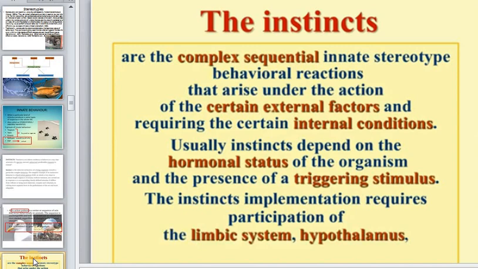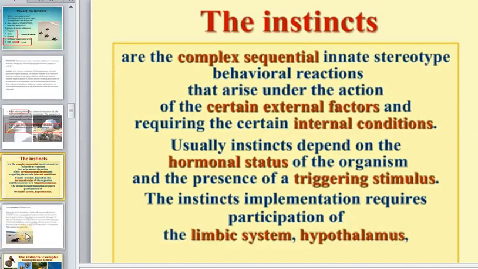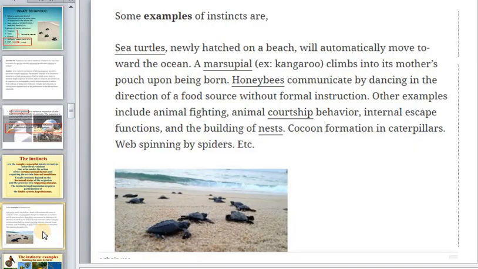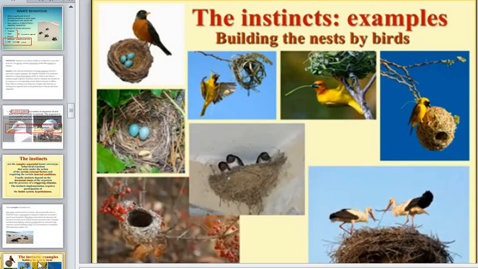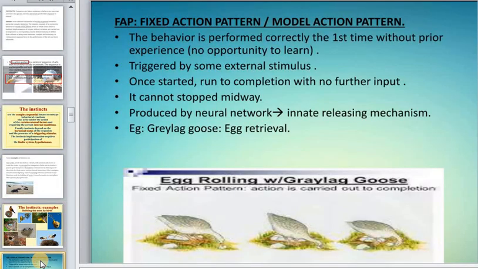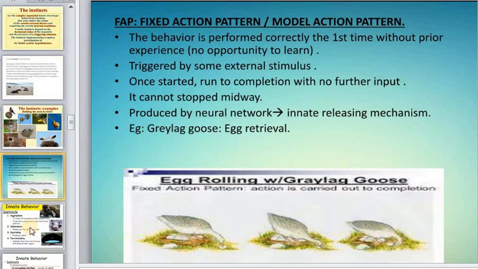The instincts depend on some nerve centers in the limbic system and hypothalamus, the main gland. For example, instincts of sea turtles: new babies on the beaches will automatically move to the ocean. And with honeybees and bird nests, you know this example. This slide we saw in a previous practical. And one more example, the rolling of the eggs, you know it too.